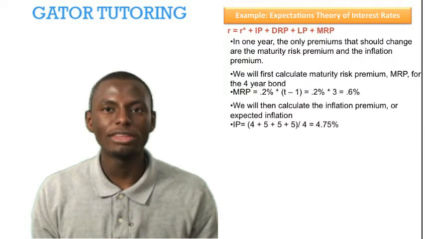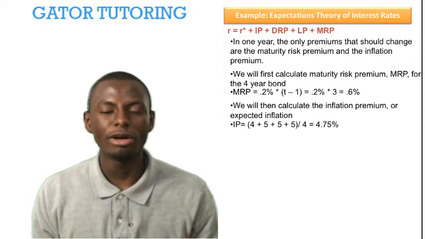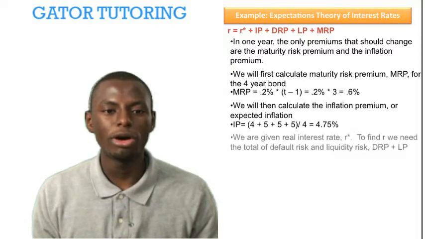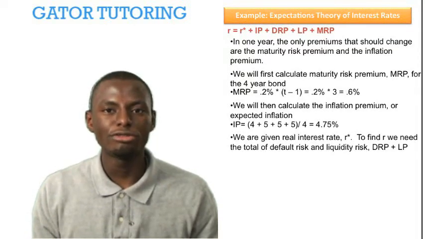We can then calculate the inflation premium, or the expected inflation over the life of the 4-year bond, since we're given expected inflation in each of those 4 years. So we have (4 + 5 + 5 + 5) divided by 4 equals 4.75%, the inflation premium for the 4-year bond. We're given the real interest rate, R star.